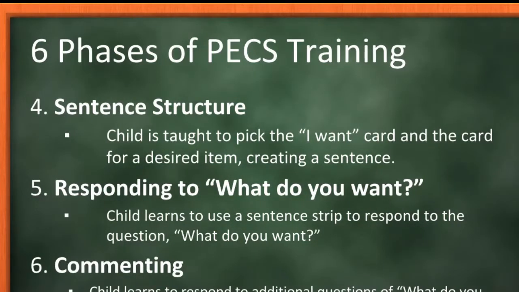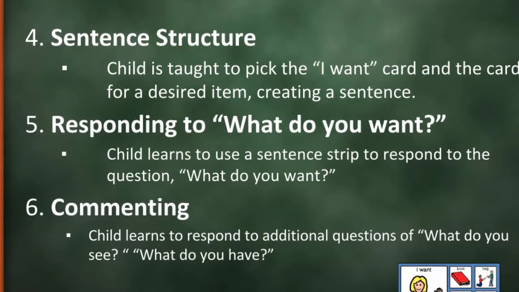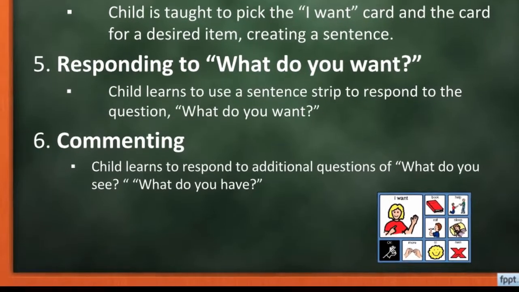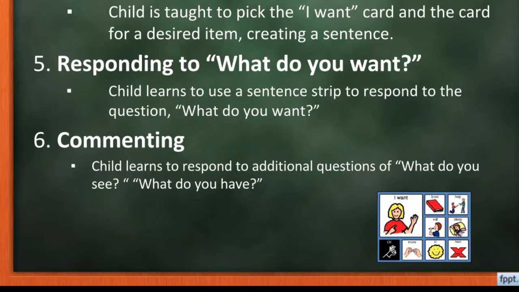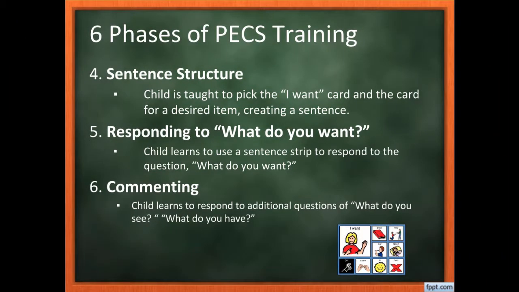Phase 4 is teaching sentence structure. This phase includes pictures or symbols representing I want. Using most to least prompting, the student is taught to pick the I want card and the card for the desired item. They will then learn to place the cards in order so they create a sentence. Phase 5 is responding to, what do you want? The student learns to use a sentence strip to respond to the question, what do you want? The final phase focuses on teaching commenting skills. The student will learn to respond to additional questions of, what do you see? What do you have?